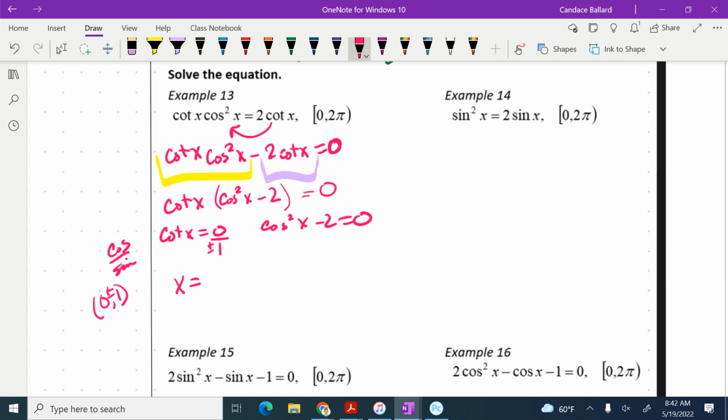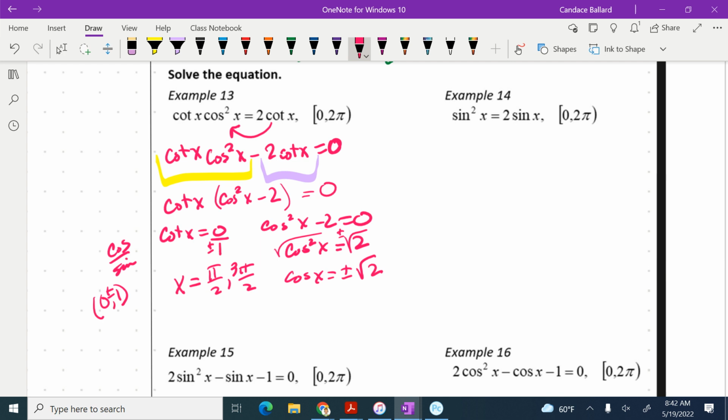Okay, what were they? Pi over 2, 3 pi over 2. Perfect. All right, I'm going to make an attempt just like I did on the other ones to now solve this. Okay, how do I move that 2 to the other side? Good. So we've got cosine squared x equals 2. How do I undo the square? Square root, what goes in front? Good. So cosine x equals plus or minus square root of 2.